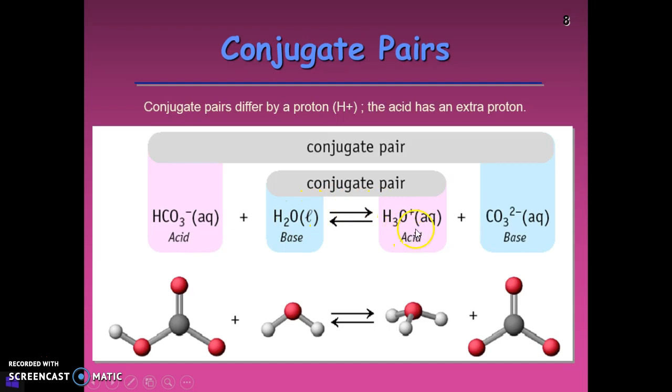Typically, we talk about the conjugates as being the product. So this is the acid, this is the conjugate base, this is the base. On the product side, you see the conjugate acid. And again, notice their formulas, they only differ by an H+.